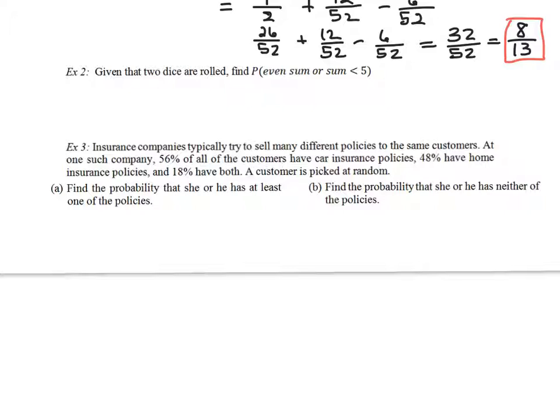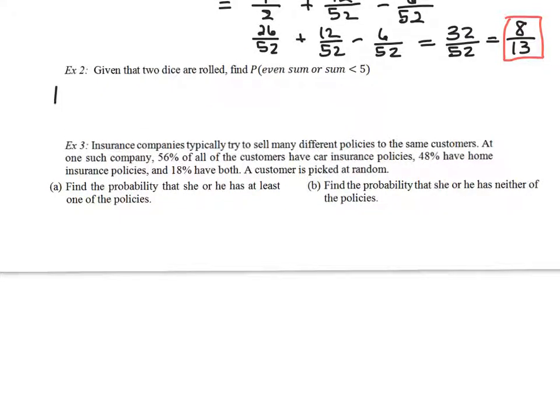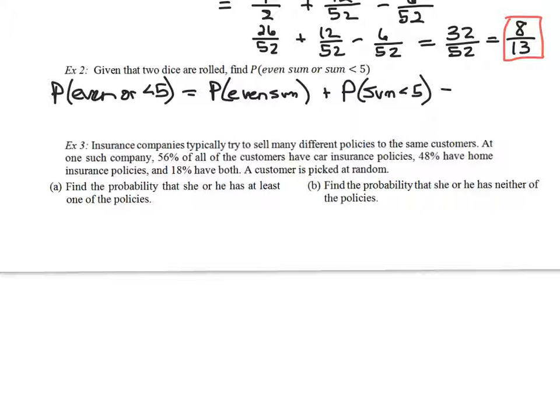Let's look at example number 2. Given the 2 dice are rolled, let's find the probability of getting an even sum or a sum less than 5. So if we write this, given our rule, we're going to say the probability of an even sum or a sum less than 5 is going to be equal to the probability of an even sum plus the probability of a sum less than 5 minus the probability of having an even sum that's less than 5.